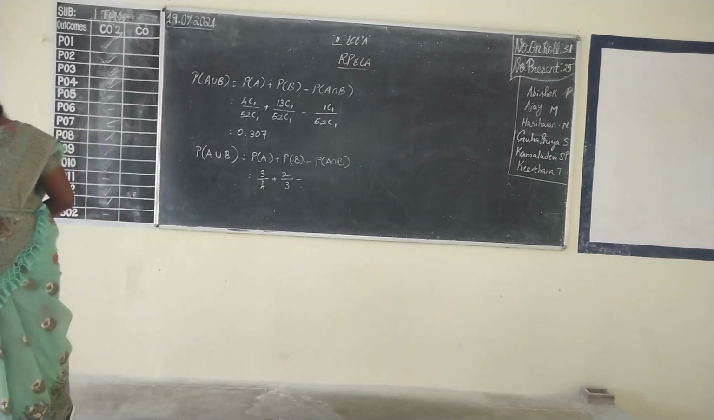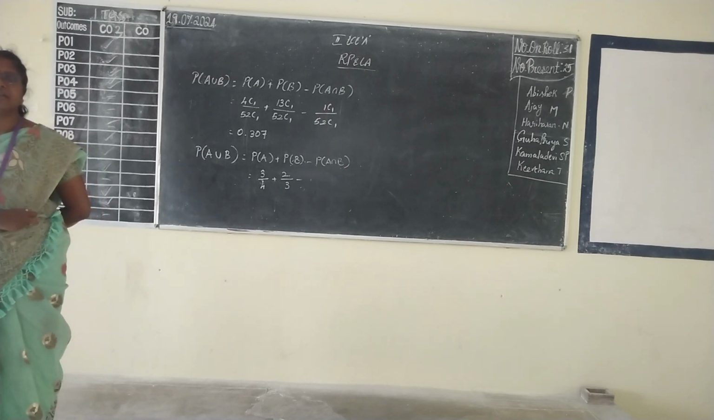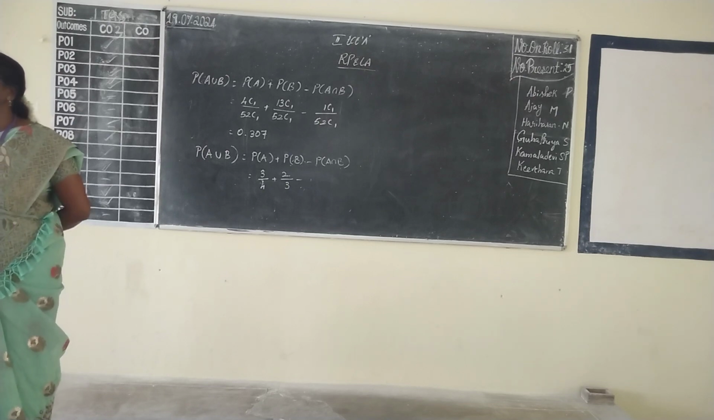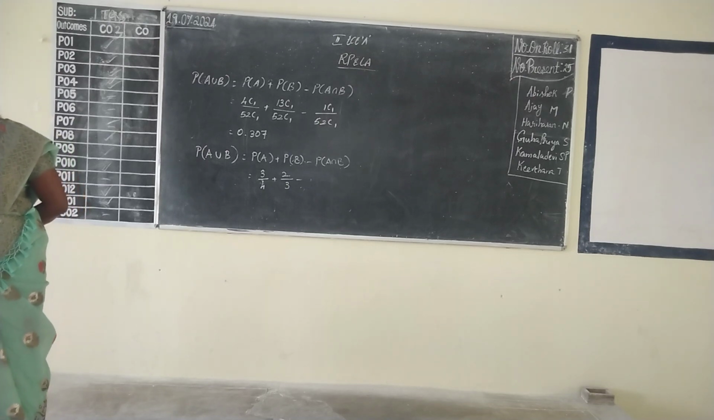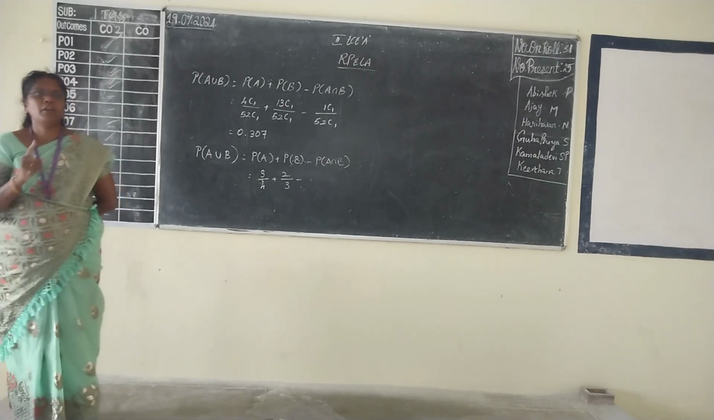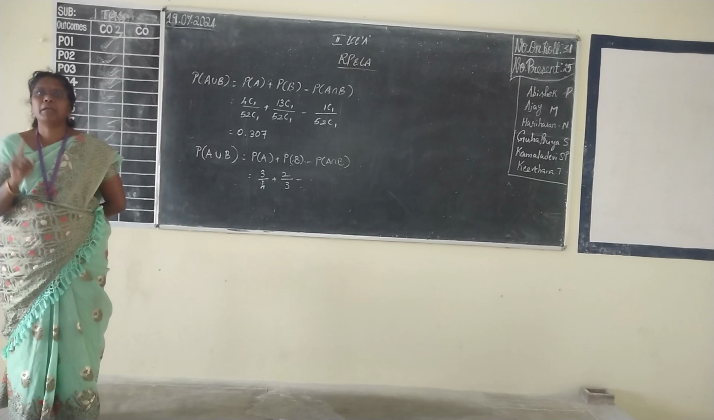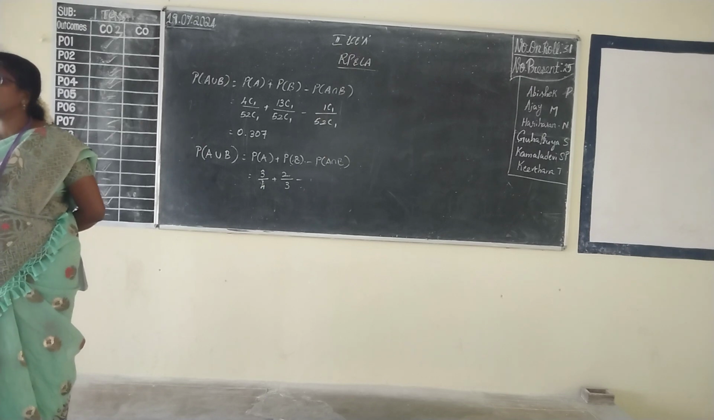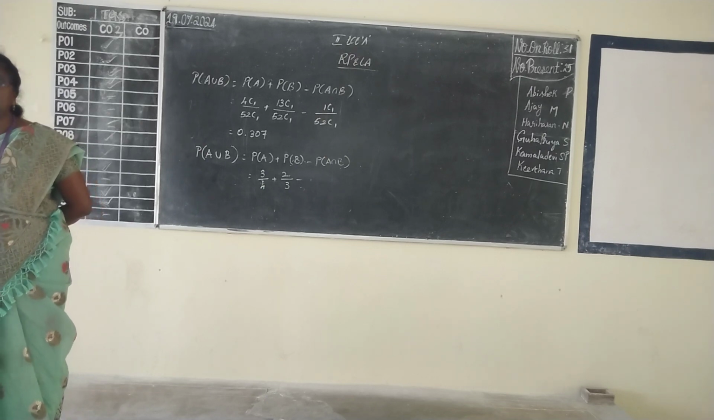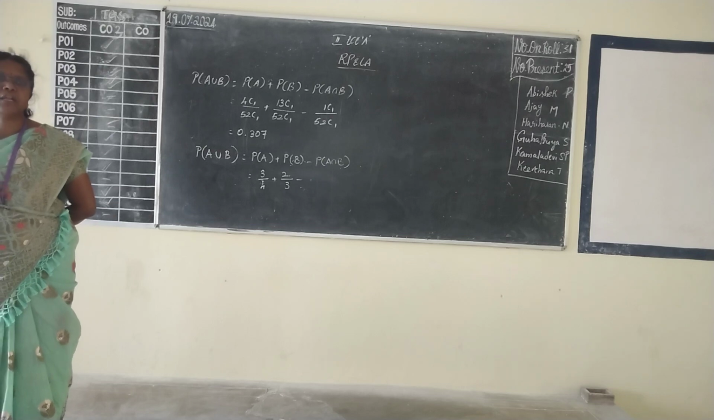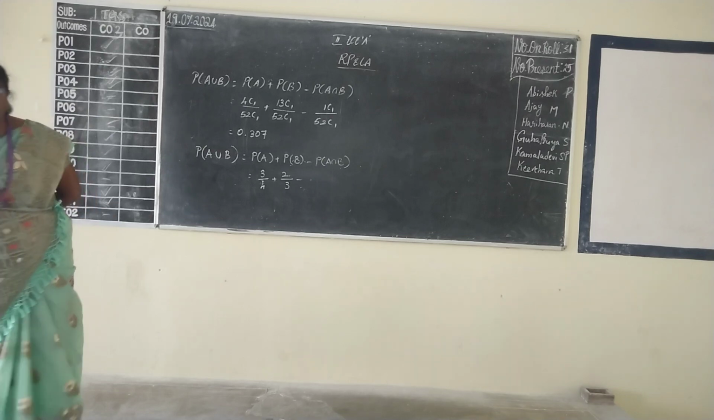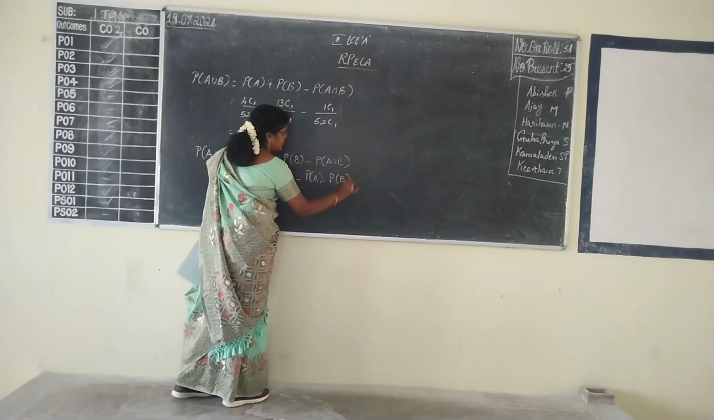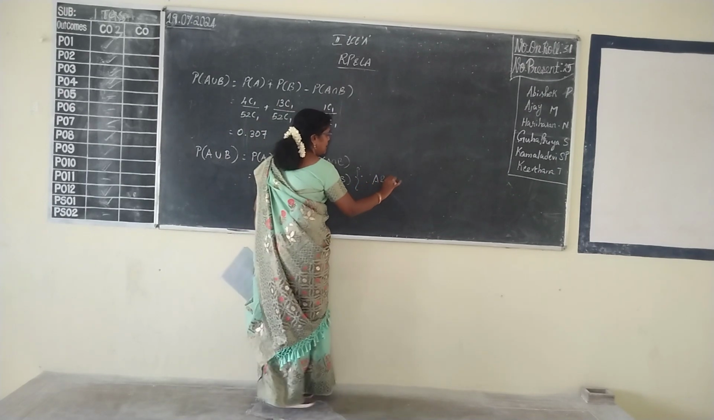P of A into P of B. Why P of A into P of B? Both happening means intersection. Why are we saying it as P of A into P of B? Both are independent. P of A intersection B can be written as P of A into P of B if A and B are independent. Because person A is going to try separately, person B is going to try separately. One person does not depend on the other person. So they are independent, since A and B are independent.